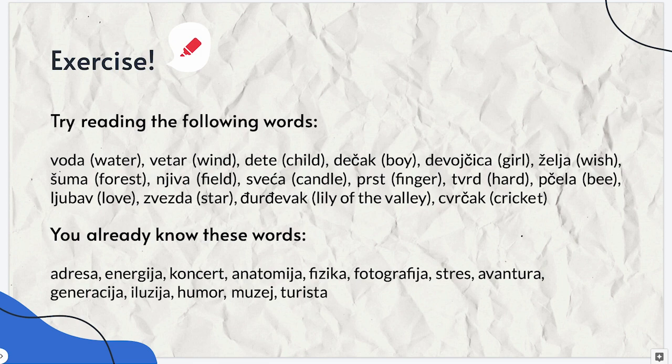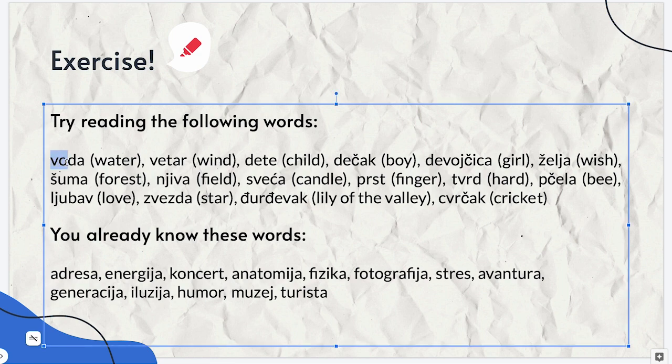You probably know these words below. These are international words. Adresa, energija, koncert, anatomija, fizika, fotografija, stres, avantura, generacija, iluzija, humor, muzej, turista.